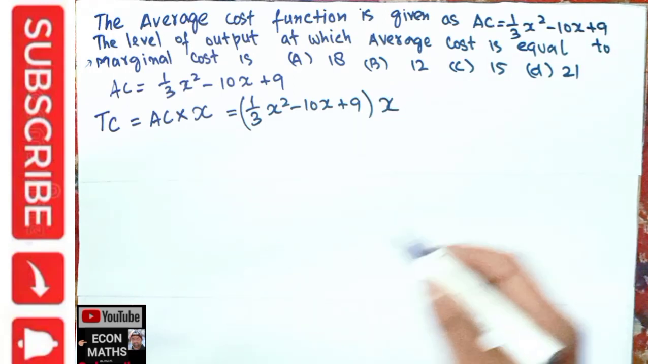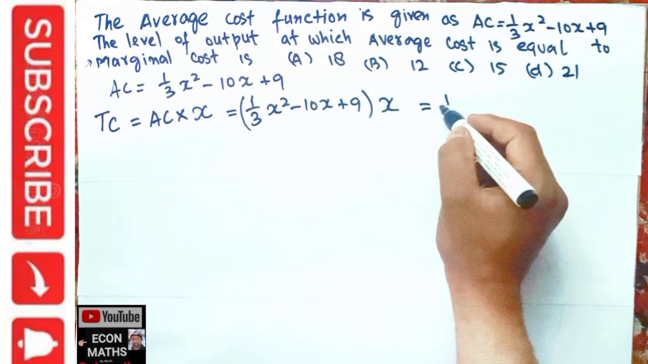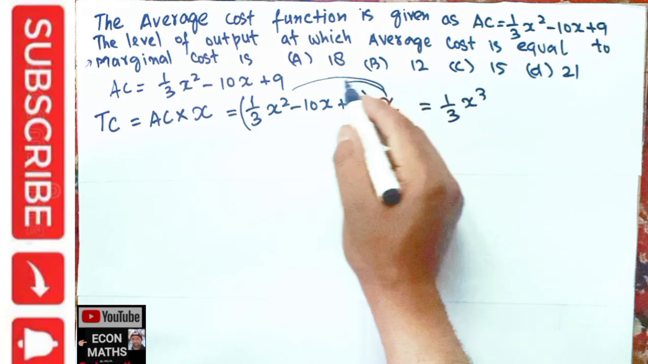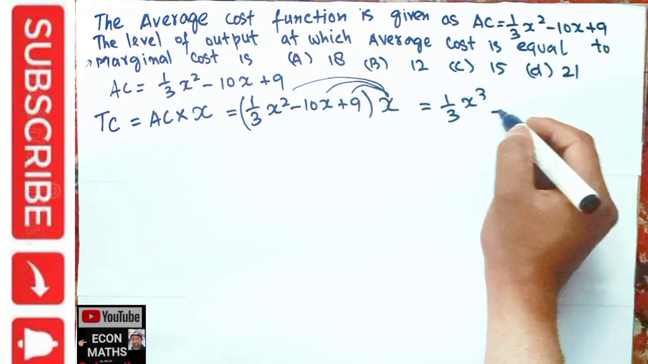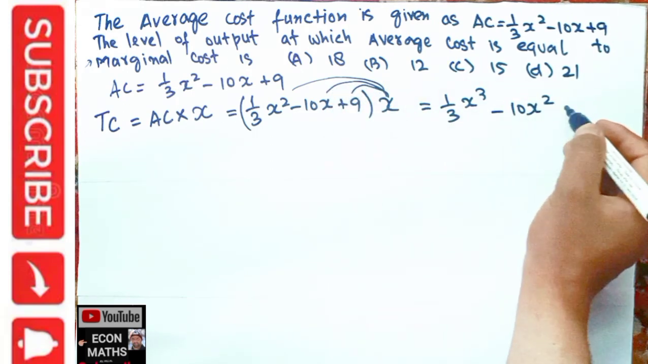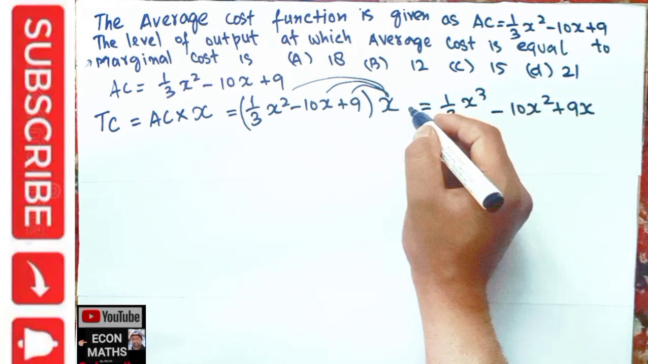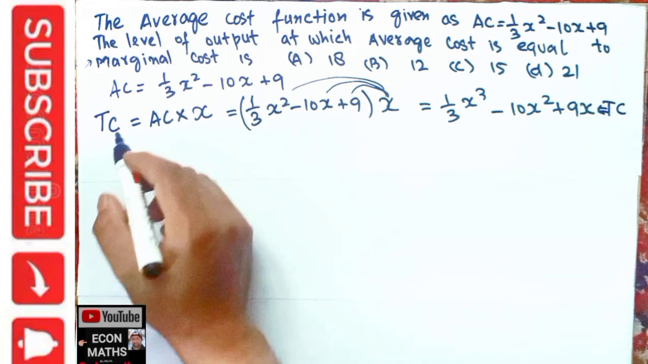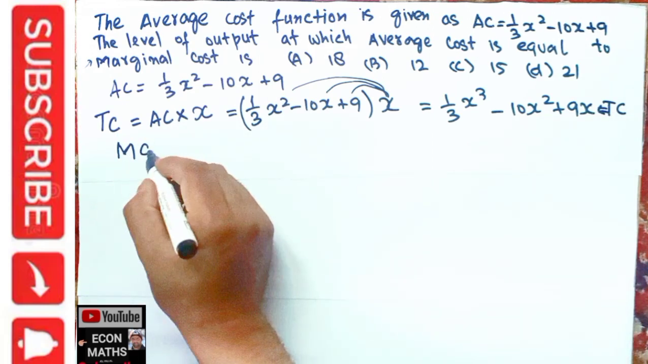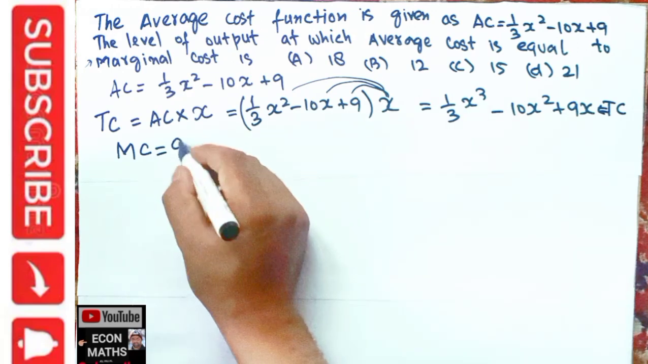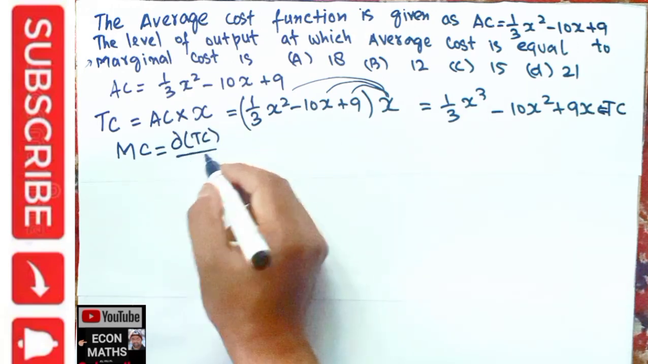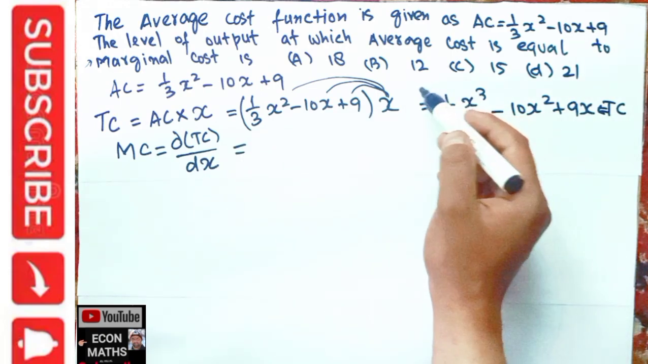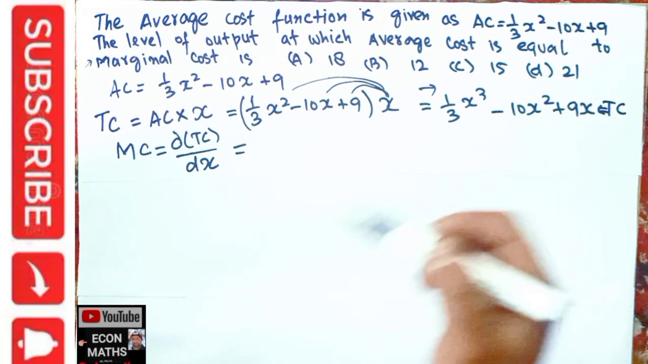x to get the total cost, which will come out to be 1 by 3 x cube, multiplying this x to all the terms in the brackets, minus 10x square plus 9x. This is our total cost. Now we will find the marginal cost. Marginal cost is simply the derivative of total cost with respect to x, which is here quantity. So we differentiate this total cost function with respect to x.